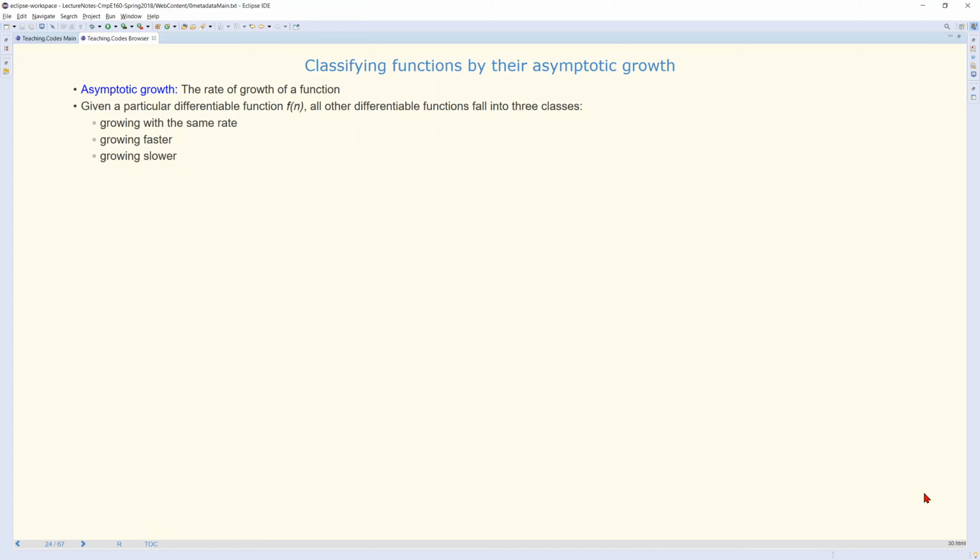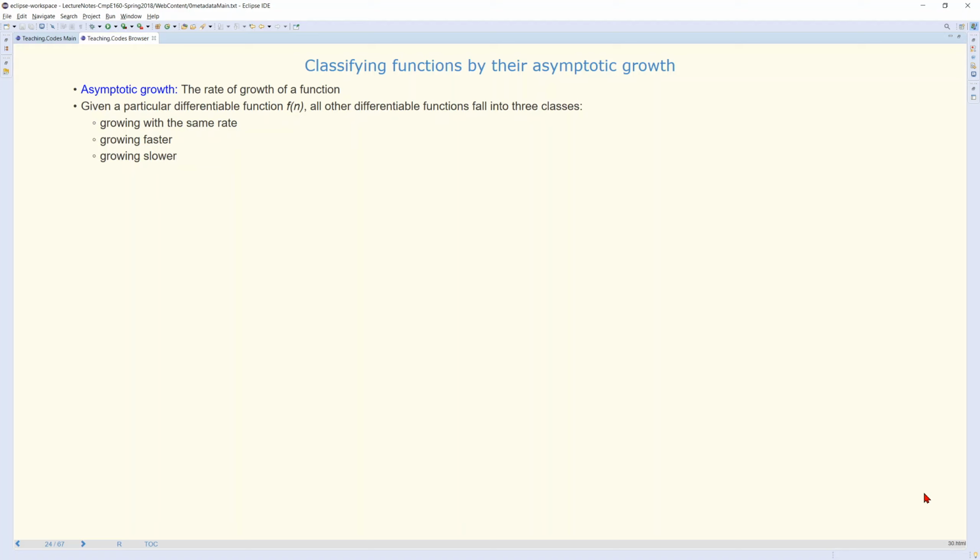So, asymptotic growth is, as we said, the rate of growth of a function, especially when the size of the problem becomes very large. Now, if you try to classify functions according to their behavior in the asymptotic case, it's obvious that there are three classes. Different functions can fall into three groups. The first group would be the functions that are growing at the same rate. The others would be functions that are growing faster than the one you're looking at, say f of n, where f of n is a particular differentiable function, and the functions that are growing slower than f of n.